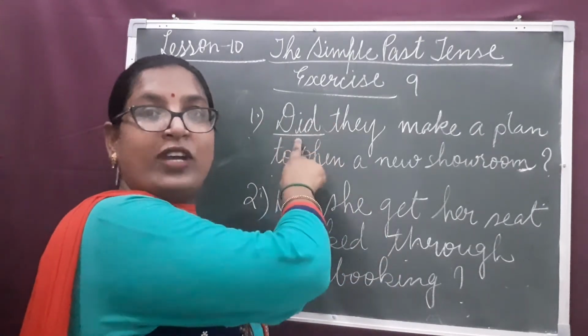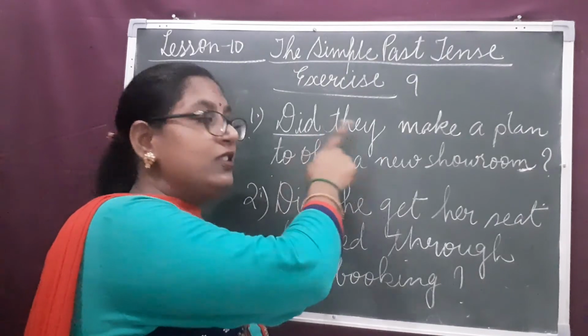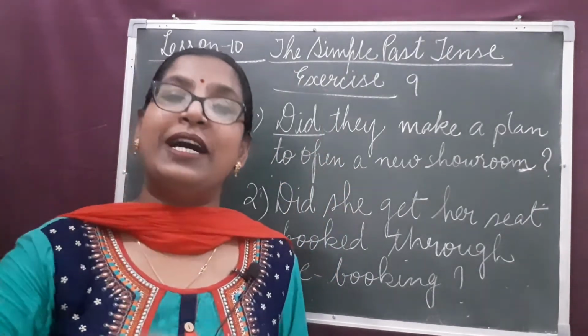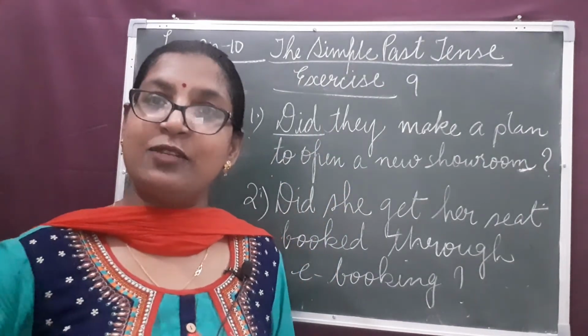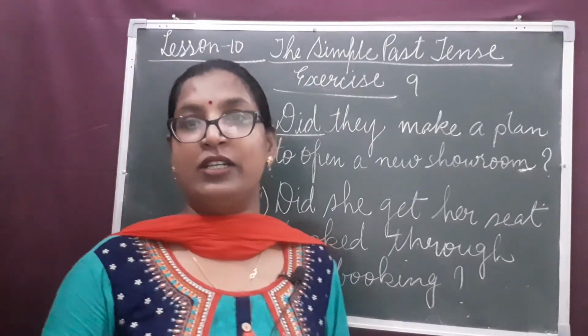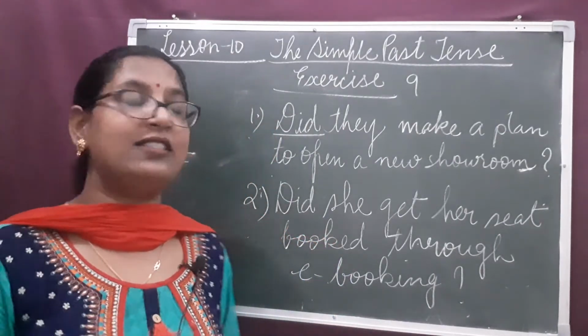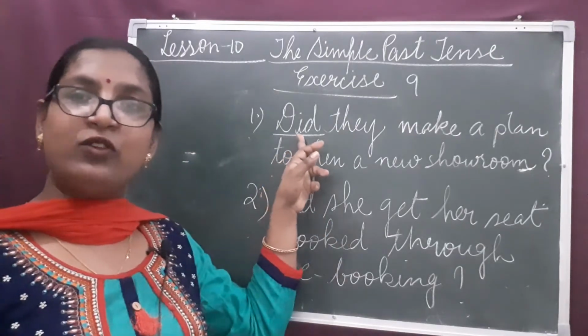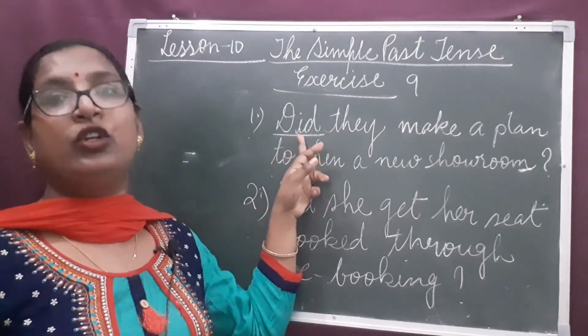Likewise, we change the sentences into interrogative form by using the helping verb did in the beginning of the sentence. Why we use this form of the verb? Because the sentence is already in the past tense. If the sentence is in present tense, we'll use do or does to make the question. But this sentence is in the past tense. That is why we have used the past form of the verb do.